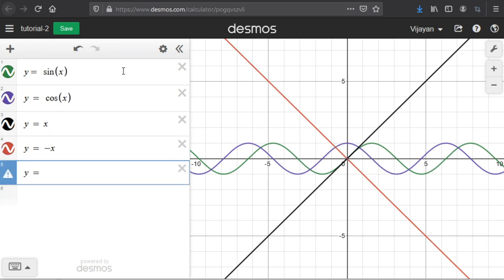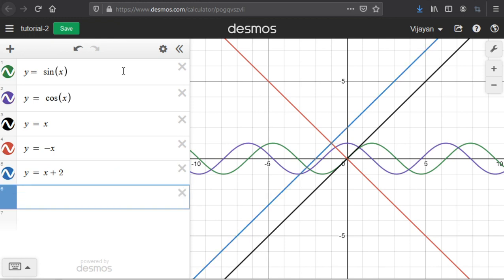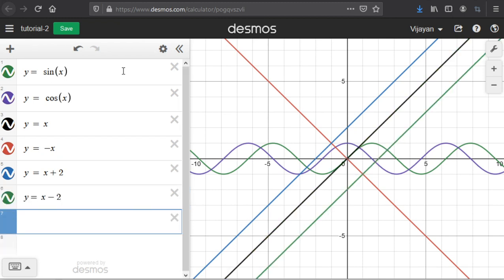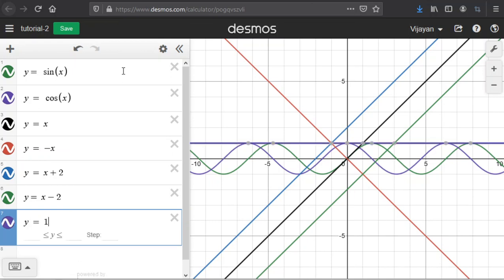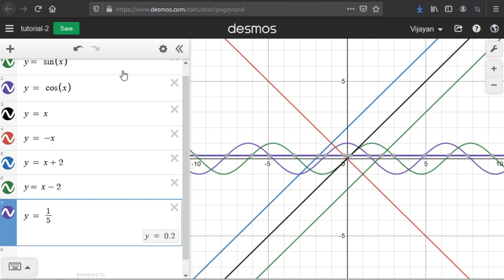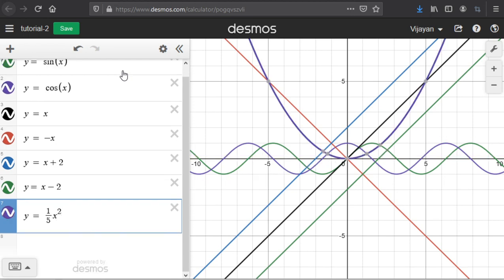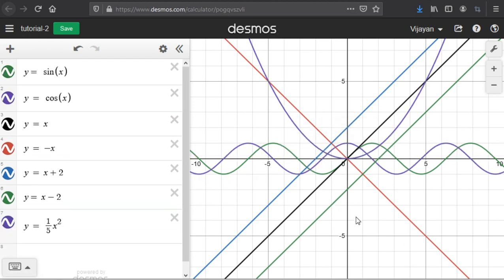Also I want to show that y is equal to x plus 2 is parallel to y is equal to x. Suppose I write y is equal to x minus 2. It is below y equal to x. So similar kinds of examples and experimentations can be done. Suppose I want to plot a parabola, then I will write y is equal to 1 by 5 of x square. This is a parabola, you can see.